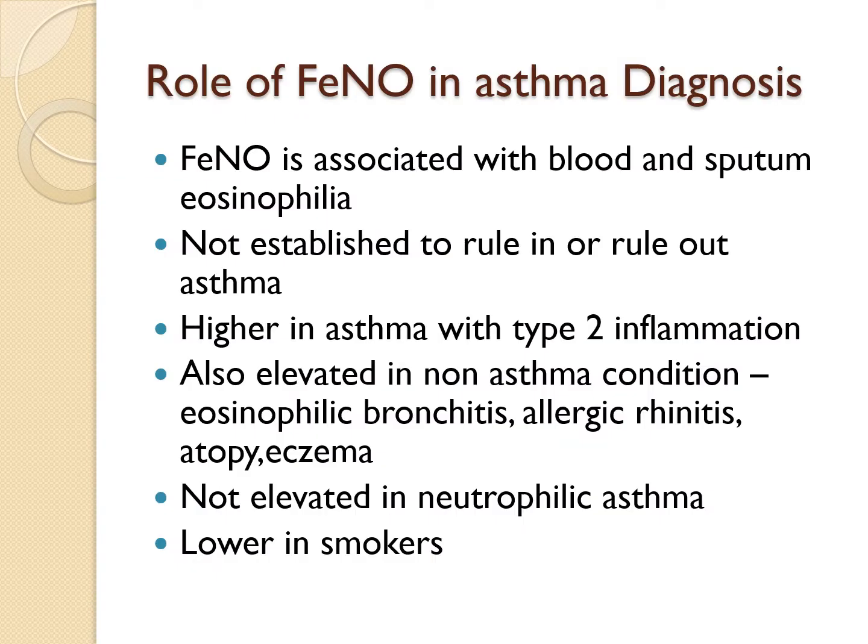Now, recently there has been good interest in the role of fractional exhaled nitric oxide, so I will be briefing a few words. The important thing is that fractional exhaled nitric oxide is associated with blood and sputum eosinophil levels. On the other hand, this is seen in patients who have type 2 inflammation. So I will be discussing asthma phenotypes, which will highlight this. And also, if the patient has neutrophilic asthma, that is, if the patient does not have type 2 inflammation, the FeNO will not be elevated.